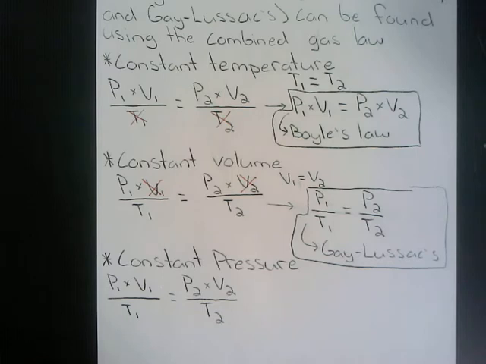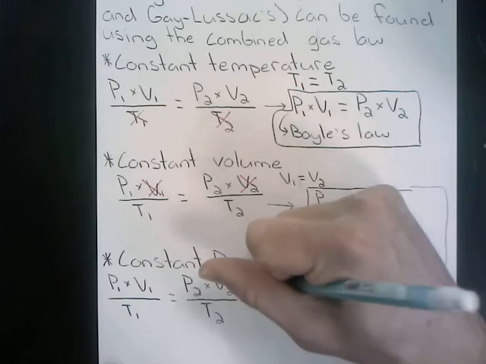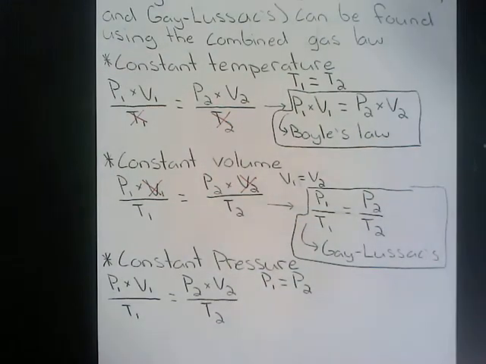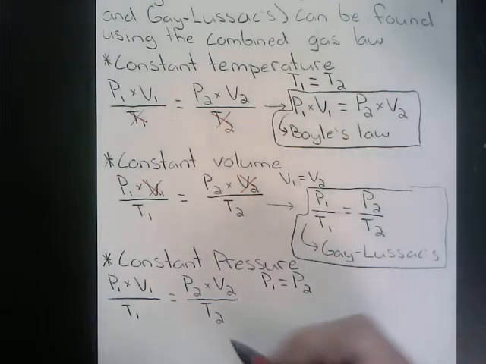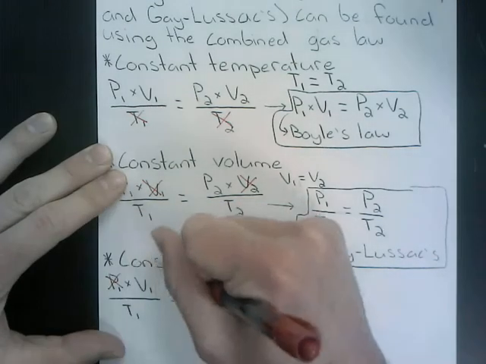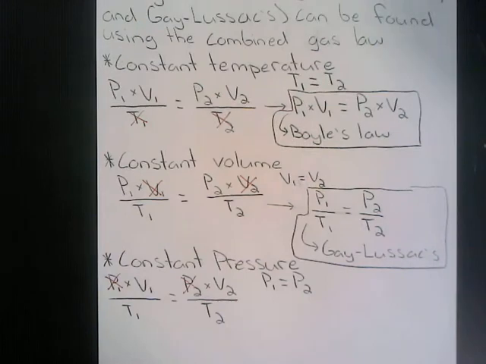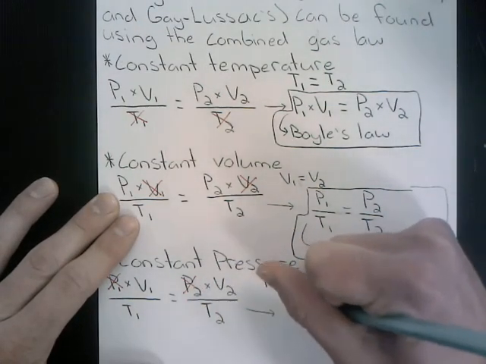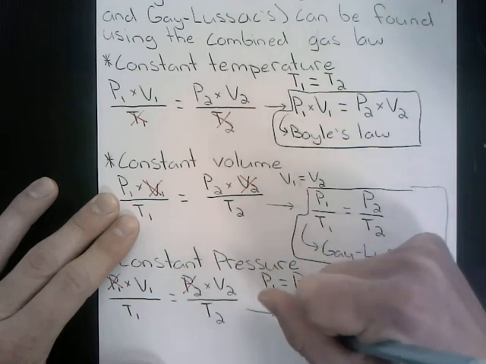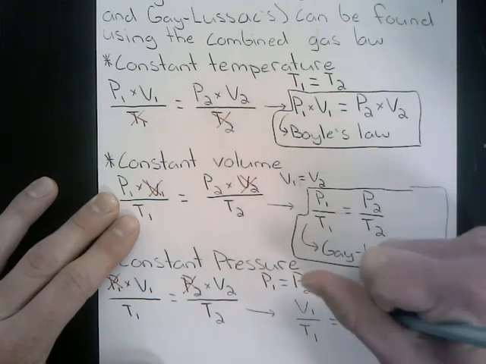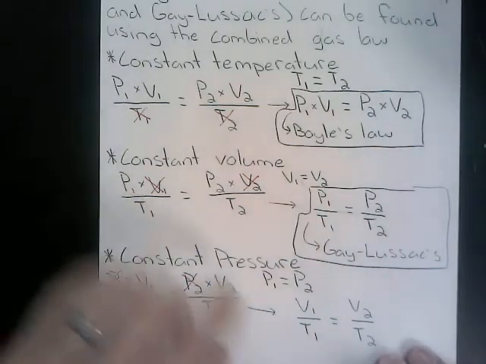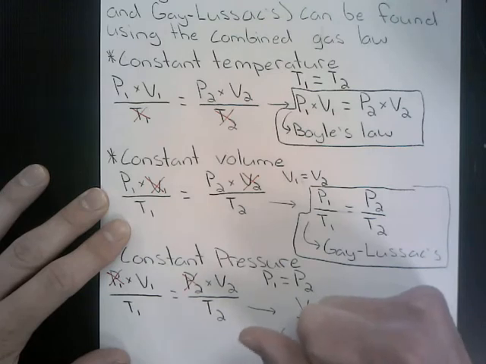If we're at constant pressure, our P1 is going to be equal to our P2. Because P1 is equal to P2, I can take my red pen and cancel these out, and I can rewrite this down below as V1 divided by T1 equals V2 divided by T2. Right there, this is Charles' law.